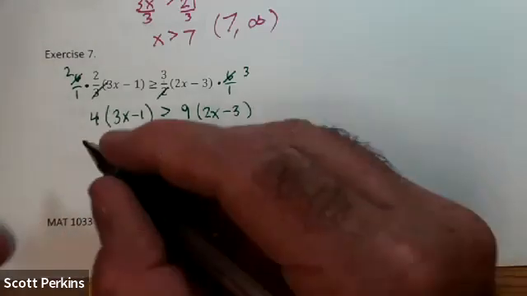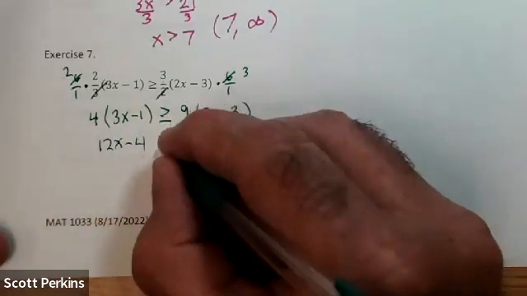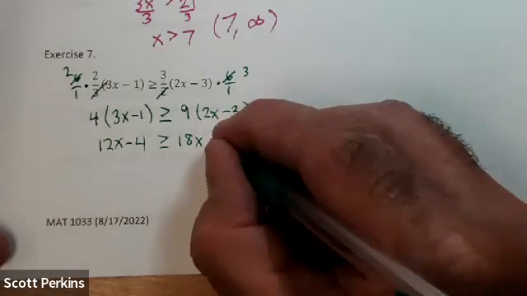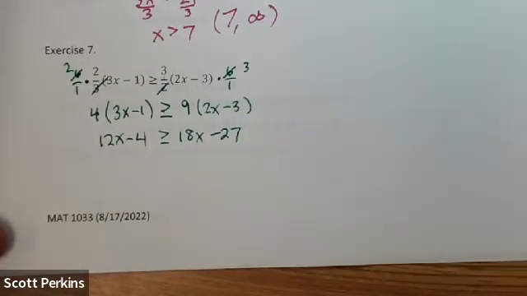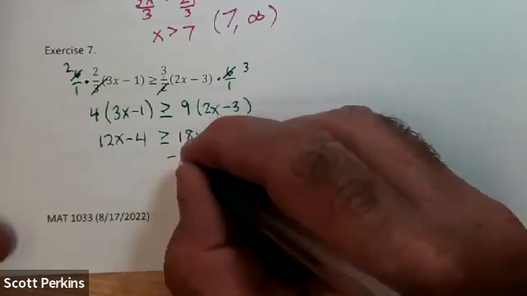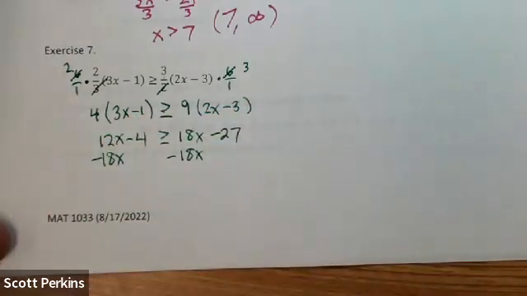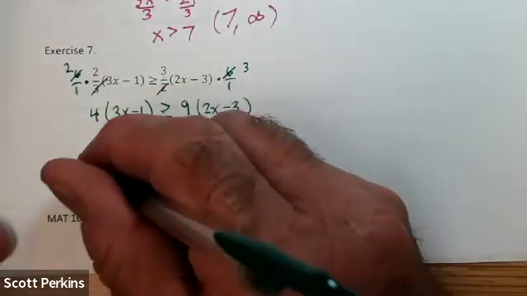So 4 times 3 is 12x. 4 times negative 1 is negative 4. 9 times 2x is 18x. 9 times negative 3 is negative 27. I'm going to put the x's on the left and the numbers on the right. So x's on the left means I'm going to subtract this 18x to get all of my x's on the left. Numbers on the right means I'm going to add 4 to get all of my numbers on the right.